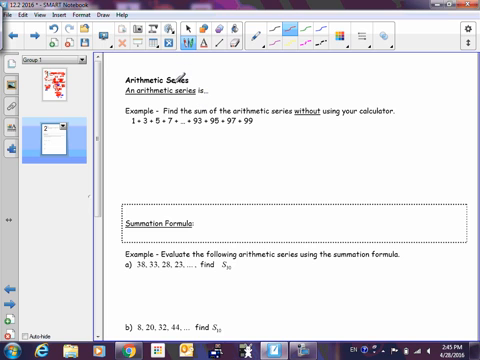And now we have this phrase series. Do you remember the difference between a sequence, which is a pattern, and a series? What is it? What do you do in a series? Add it up. So an arithmetic series is the sum of an arithmetic sequence.